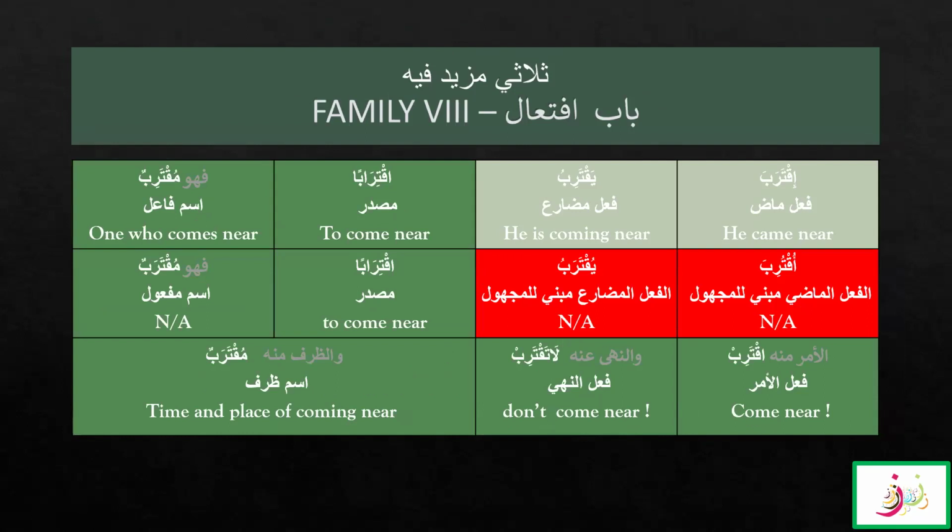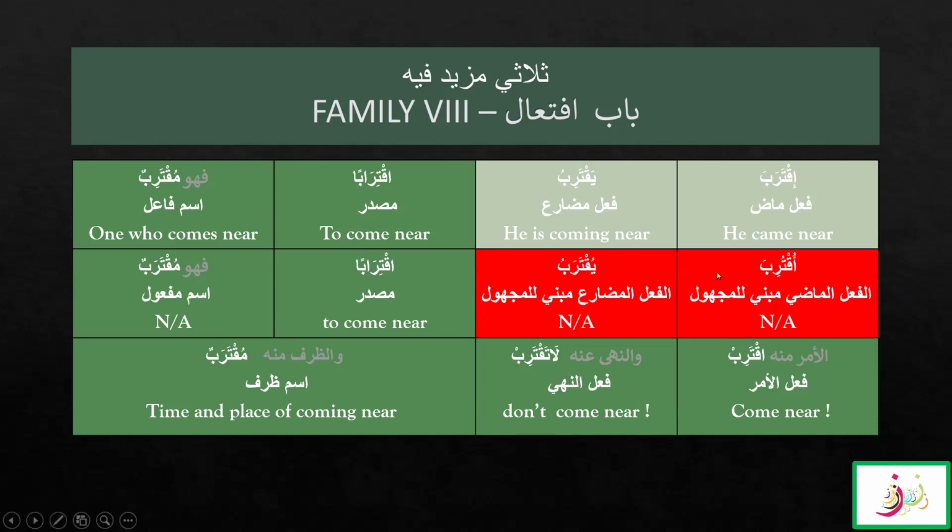Again here for this bab iftial, family 8, you see ukturiba is our fa'il madi mabni lil majhul, and yuktarabu is fa'il mudari mabni lil majhul. It is mostly, I guess, not used. Let me check it and confirm whether we have family 8 forms for fa'il madi majhul and fa'il mudari majhul. So here for practice, we can see that we have done this.